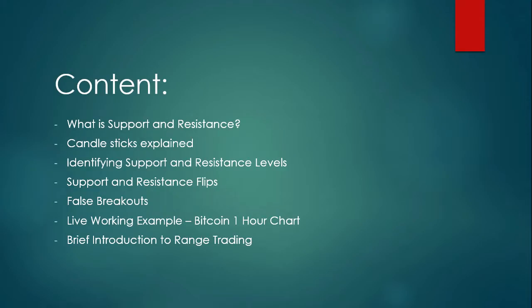So firstly, what is support and resistance? I'm going to be explaining candlesticks and how to read them, identifying support and resistance levels, support and resistance flips, false breakouts. We're going to go over a live working example of Bitcoin on the 1 hour chart. So definitely stick around for that. I'm going to be showing how you actually apply support and resistance levels to trading and how you can profit from them. And then a brief introduction to range trading. That's all going to take place on the Bitcoin 1 hour chart, so stick around to the end of the video for that. But first, we'll just get into it.